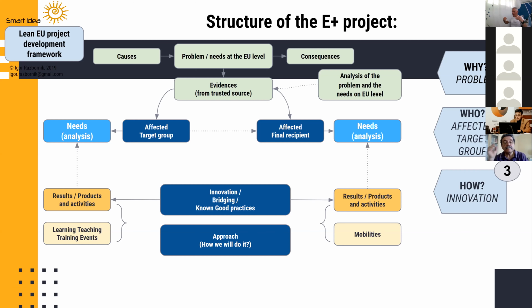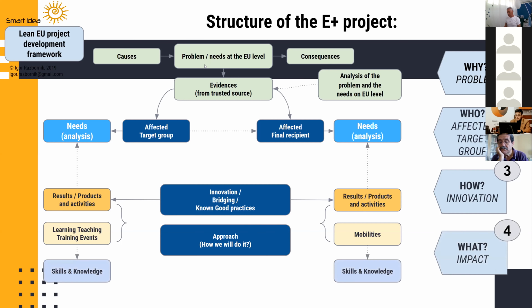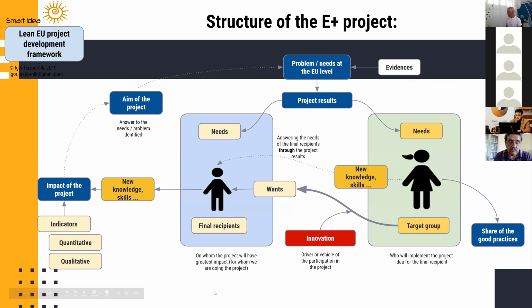So now you can see, if you start very well with the problem, causes and consequences, you will know what their needs are, and what innovation or what results you need to provide to really cover and answer that problem. We need to do it. So this is very important, and the impact, of course, will be the skills and knowledge developed from those results and the learning from mobilities. And then the impact will be what is now different.